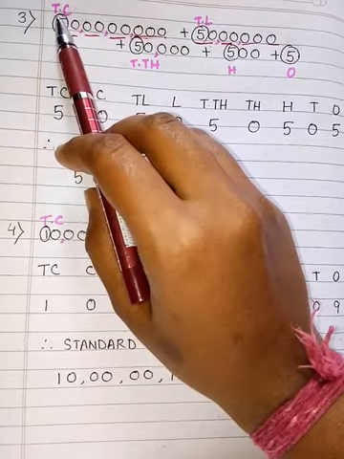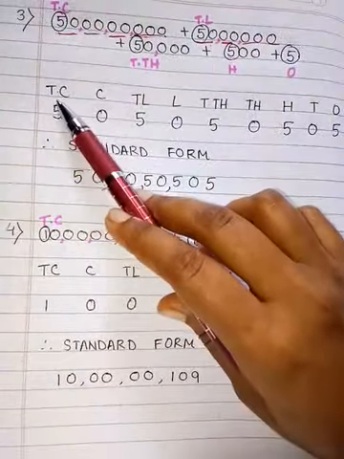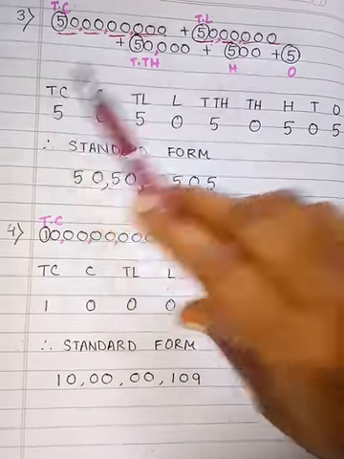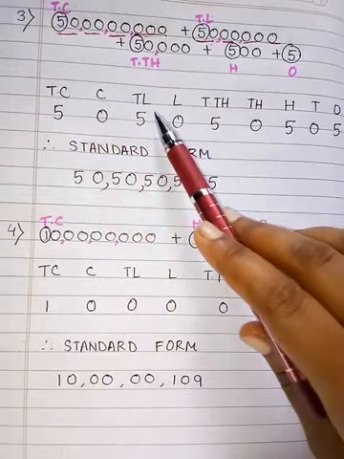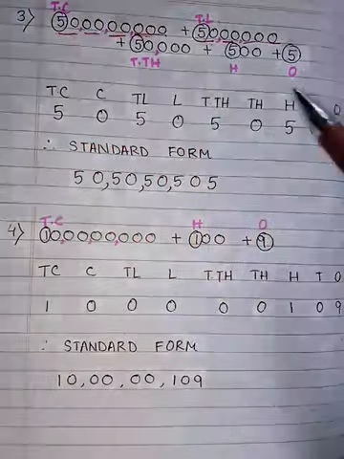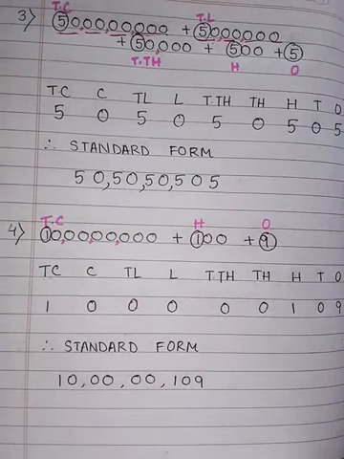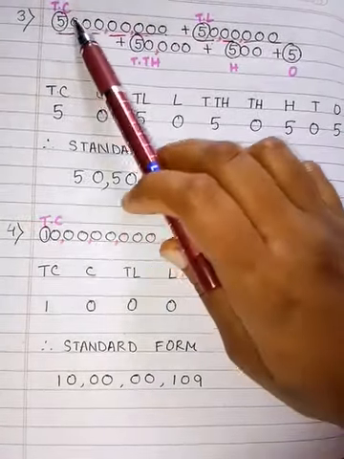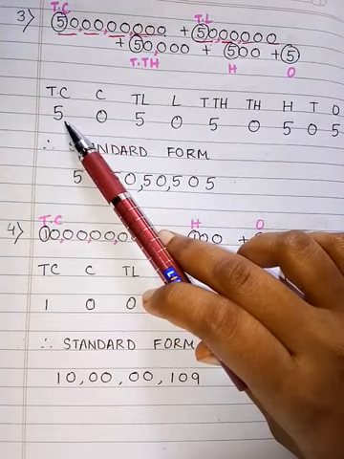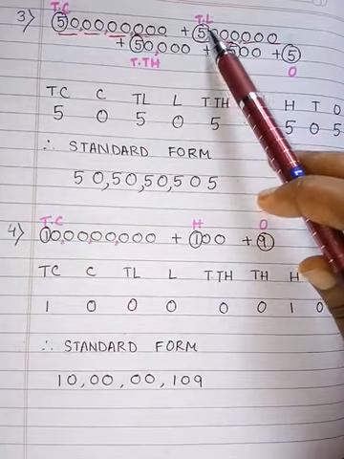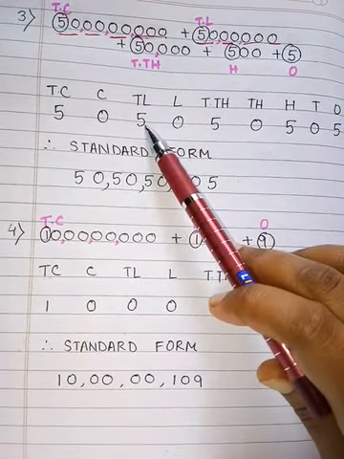Here the place value chart has been started from 10 crore. So write down the place value chart from 10 crore to ones. 10 crore, crore, 10 lakhs, lakhs, 10,000, 1,000, 100, tens and ones. Then see here in 10 crore I have written 5. So write down 5. This is in 10 lakhs. So I have written 5.